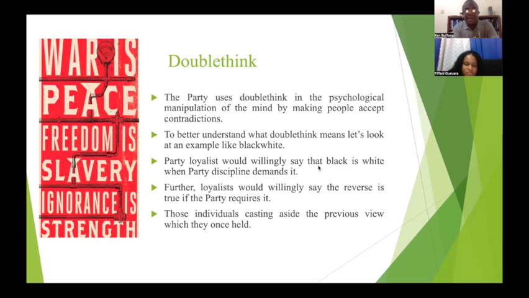To better understand what doublethink means, let's look at an example like black-white. Party loyalists would willingly say that black is white when the party discipline demands it. Further loyalists would willingly say the reverse is true if the party requires it. Those individuals cast aside the previous view which they once held.